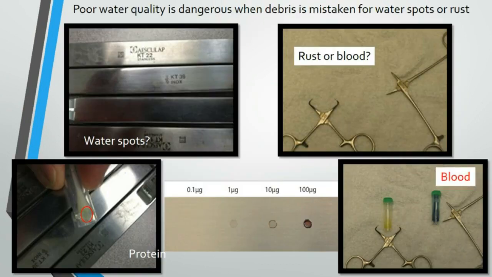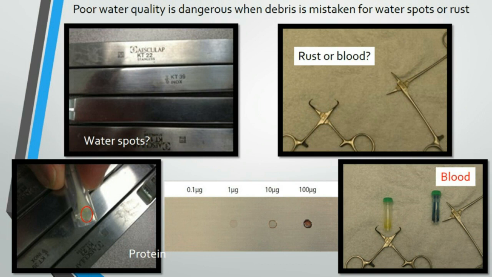So here is really what I wanted to mention when I was talking about that ruler. Poor water quality is dangerous when debris is mistaken for water spots or rust. Now I know the pictures on the right don't look good at all. I wouldn't want either one of those, that sharp towel clip or that needle holder, used on me, but I would like you to think about it. The towel clip did not actually have any blood on it. It looks awful, but that didn't have any blood.